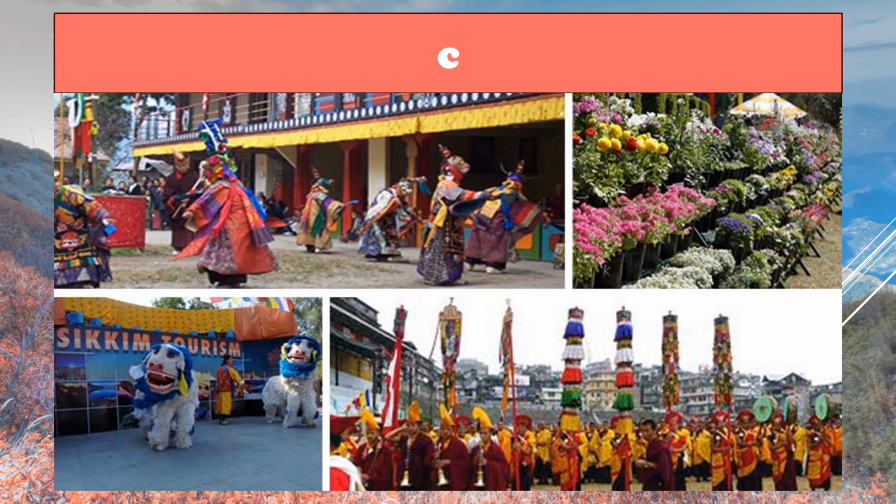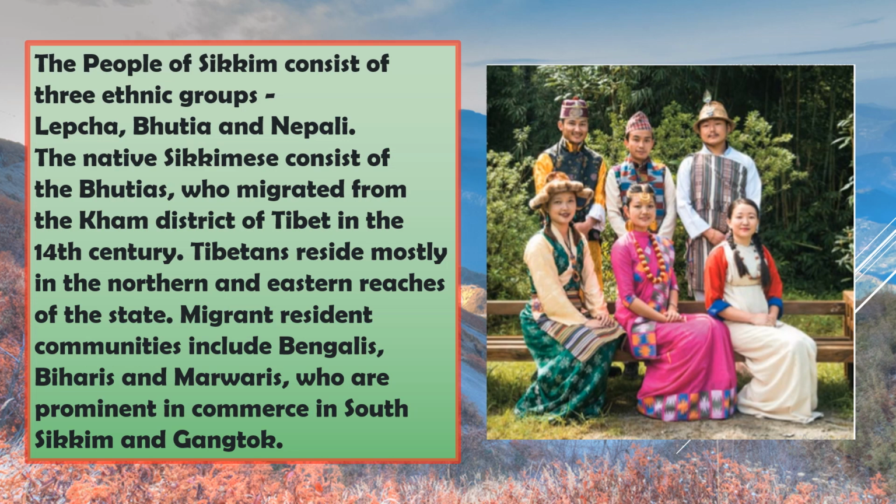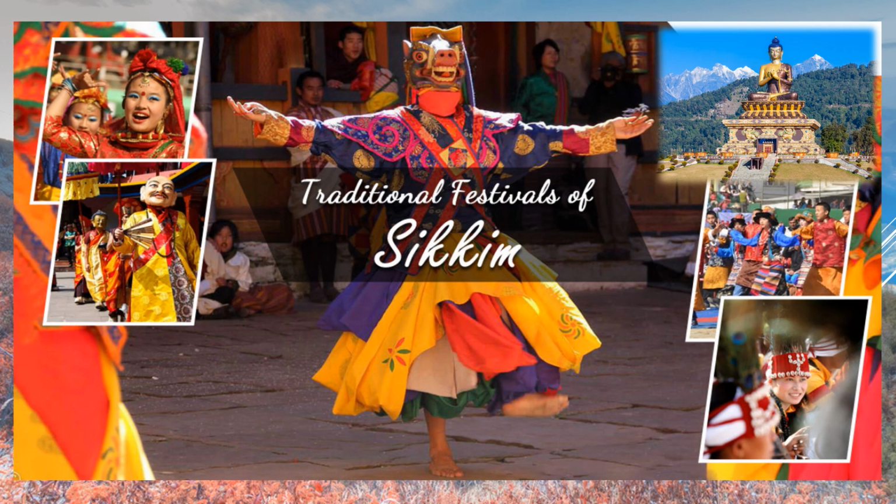Now, let's learn about the people and culture of Sikkim. The people of Sikkim consist of three ethnic groups, Lepcha, Bhutia, and Nepali. The native Sikkimese consist of the Bhutias who migrated from the Kham district of Tibet in the 14th century. Tibetans reside mostly in the northern and eastern reaches of the state.